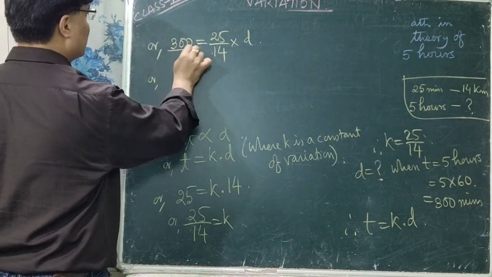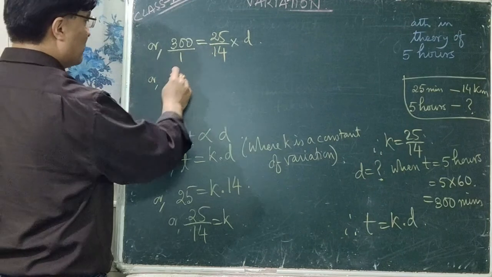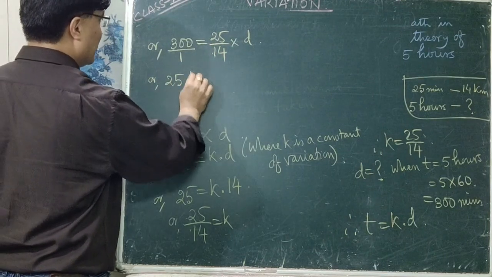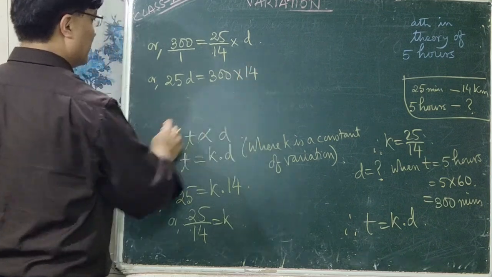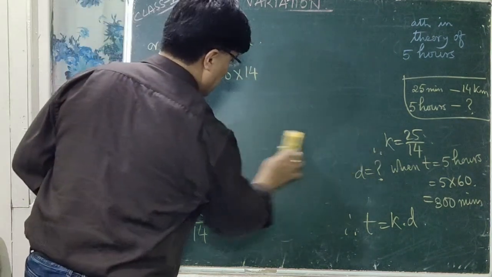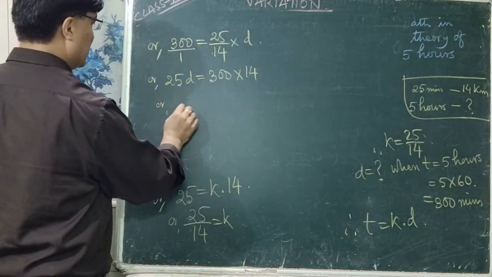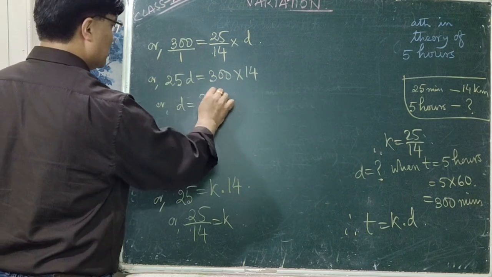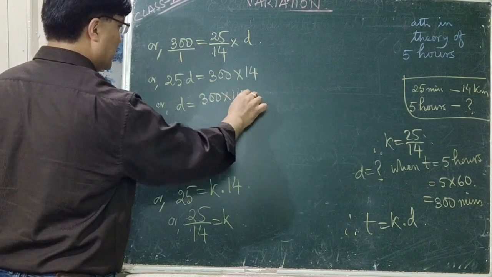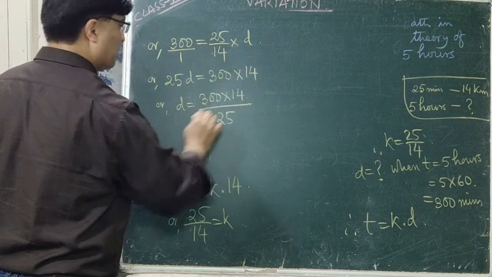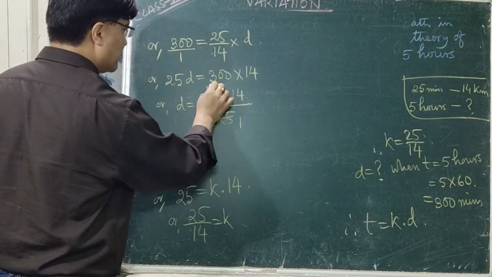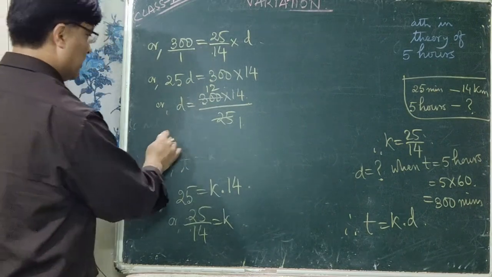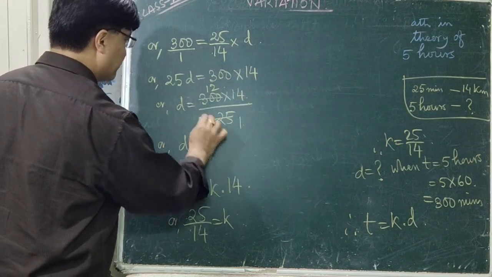Now cross multiply. Below 300 there is 1. Cross multiply by 1. This is 25d is equal to 300 into 14. Right? And now, what is the value for d now? d is equal to 300 into 14 divided by 25. So 25 ones are 25, 25 twos are 50. So what is the value of d?